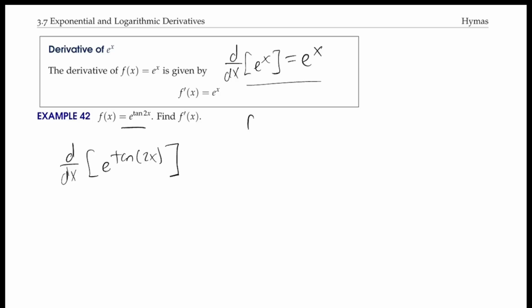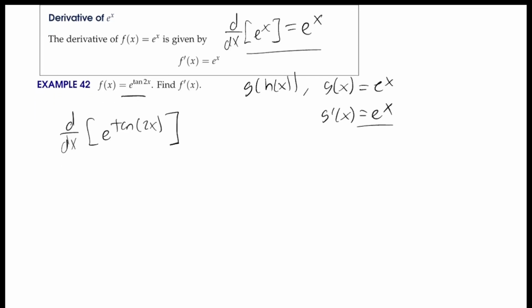And let me change my labeling here. So we'll call this g of h of x, right? And so g is the exponential function, e to the x, and g prime of that is really straightforward. It's just e to the x again. So when I take this derivative, I'm going to get e to the tan of 2x, exactly the same, with no changes. But I must handle the chain rule.